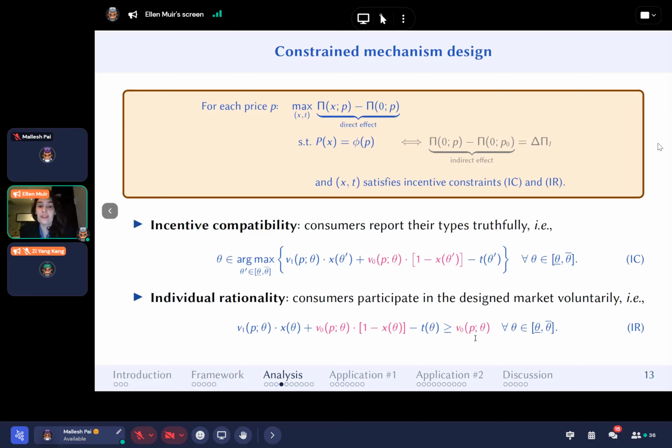So what we basically have here is again a problem where we have this type-dependent outside option, and that outside option is actually also endogenous to the mechanism that's been chosen in the designed or the primary market.